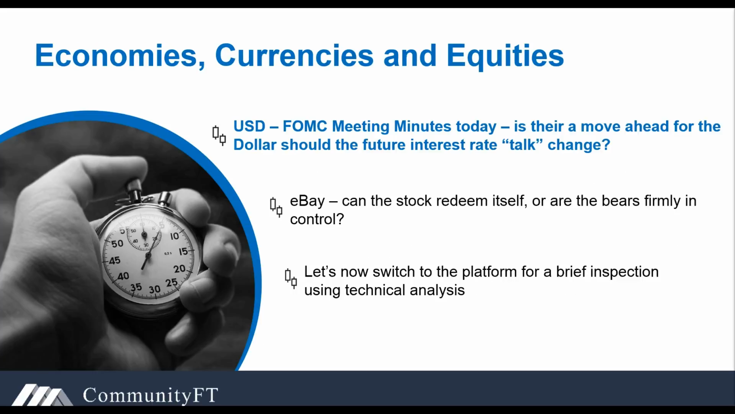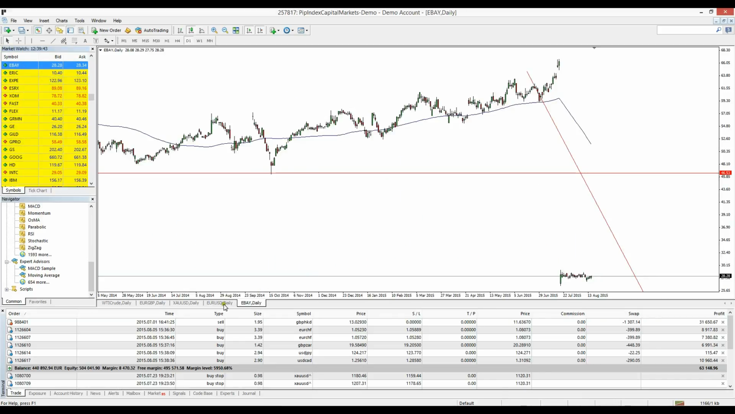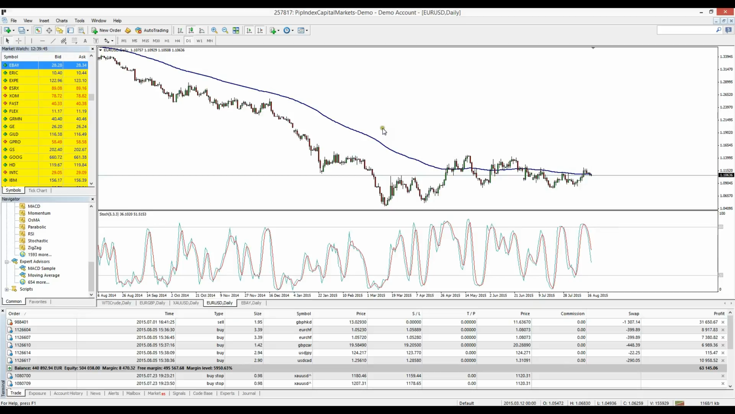So on the cards for us today, let's take a look at the US dollar. Let's also take a look at eBay, the stock, and analyse the recent crash in the same. So in front of us, everybody, we're looking at the daily chart of Euro US dollar. This is the daily chart of Euro US dollar.